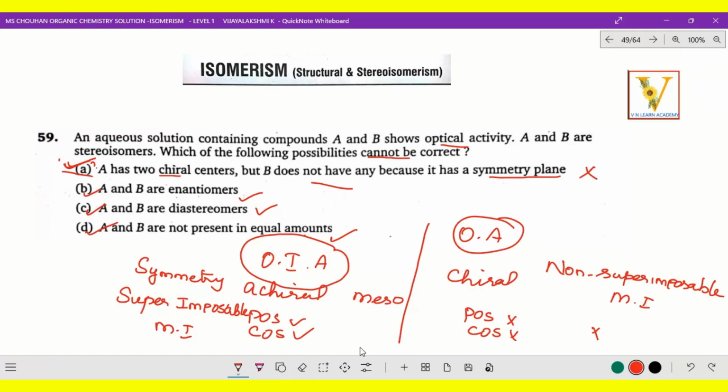How do we identify? See, in whatever way they are asking the question, these many questions help us get confident in the concept. I hope you got the clarity. Come on, let us go to the last question.